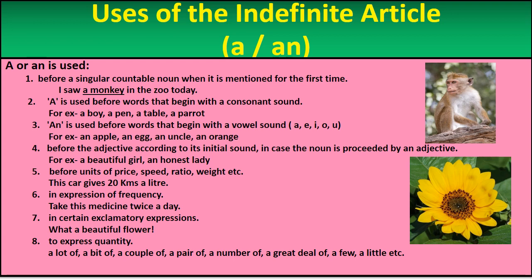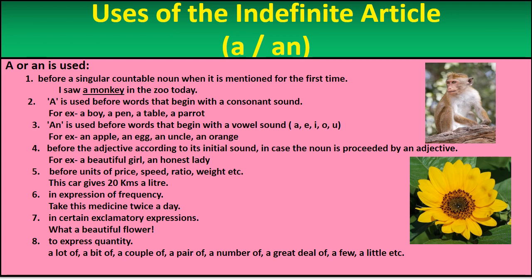Point number 6, in expression of frequency. For example, take this medicine twice a day. Twice a day, once a day, thrice a day. So here we make use of a. A is also used in certain exclamatory sentences. For example, watch a beautiful flower. It is also used to express quantity. For example, a lot of, a bit of, a couple of, a pair of, a number of, a great deal of, a few, a little, etc.